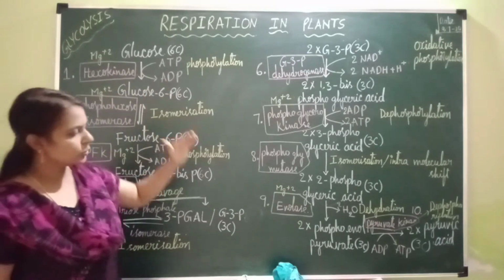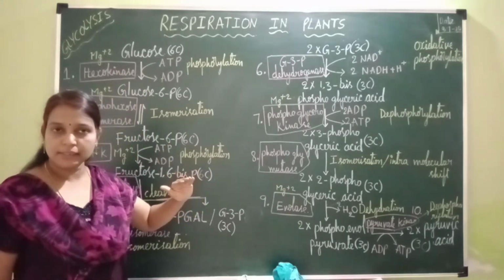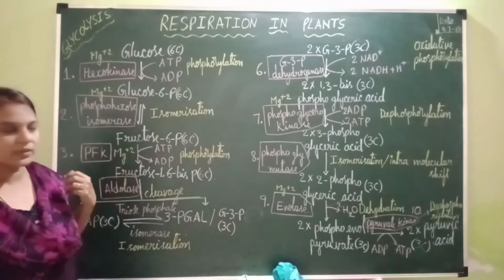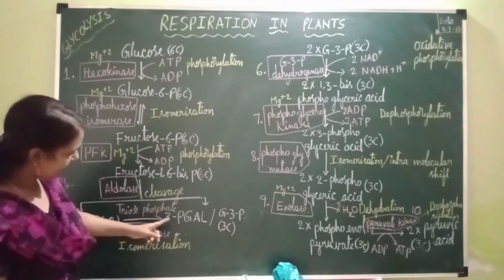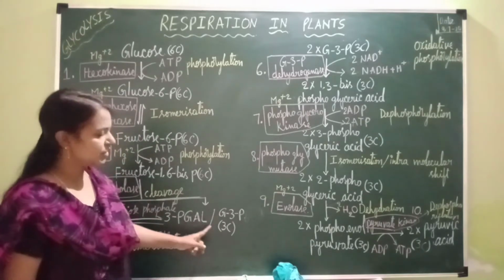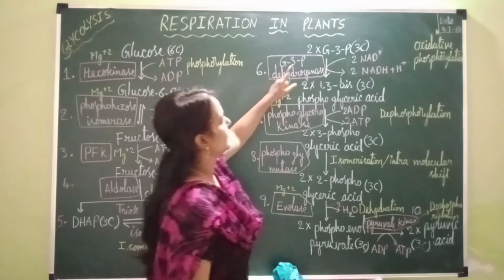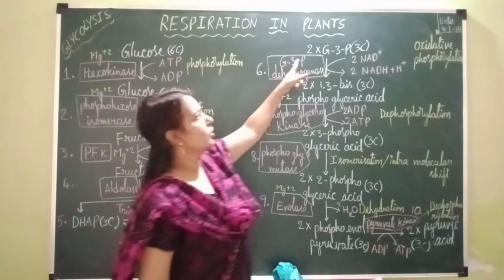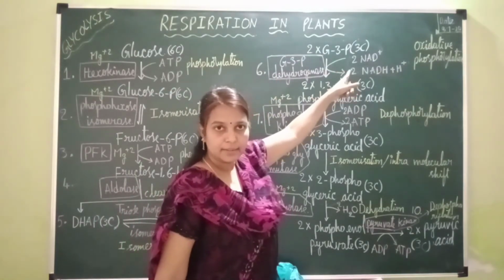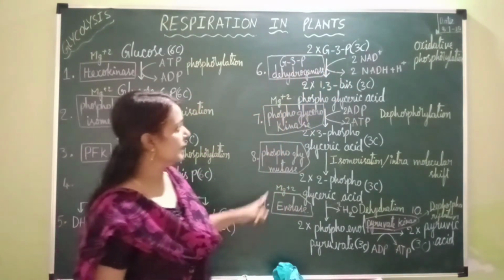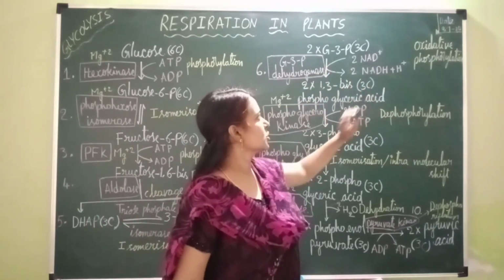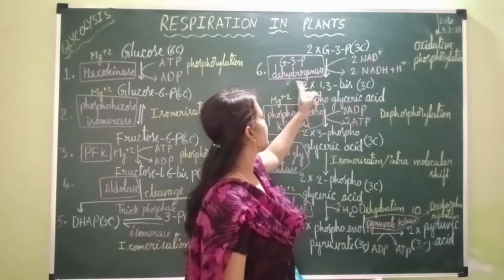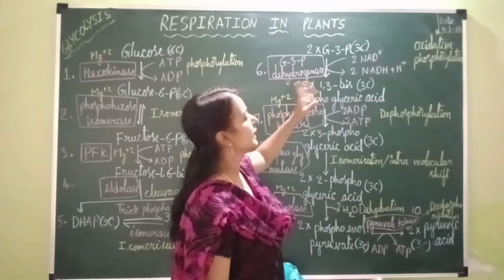Now the 6th to 10th steps together are called the energy release phase or payoff phase or energy conservation phase. By the end of this step, two molecules of PGAL or G3P are formed. From here we are taking two molecules, but until here we were taking only one molecule. Now two molecules of G3P, glyceraldehyde 3-phosphate, undergo oxidative phosphorylation to form two molecules of 1,3-bisphosphoglyceric acid, and this step is catalyzed by the enzyme G3P dehydrogenase.